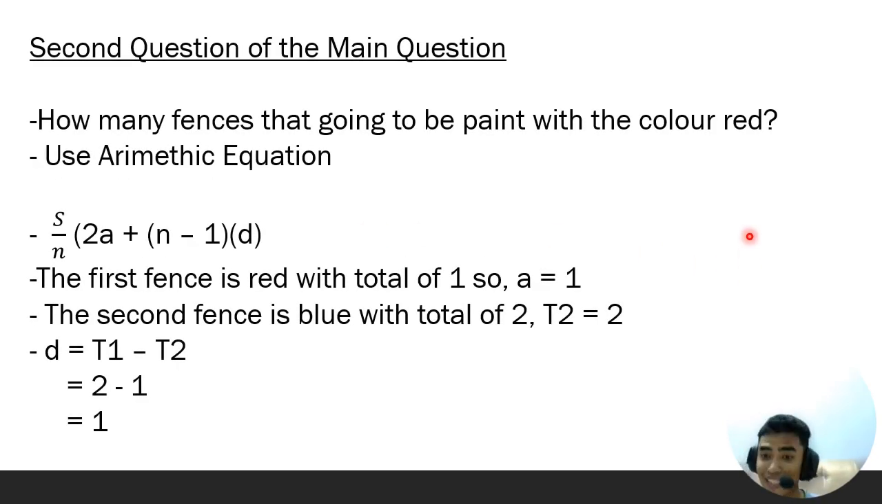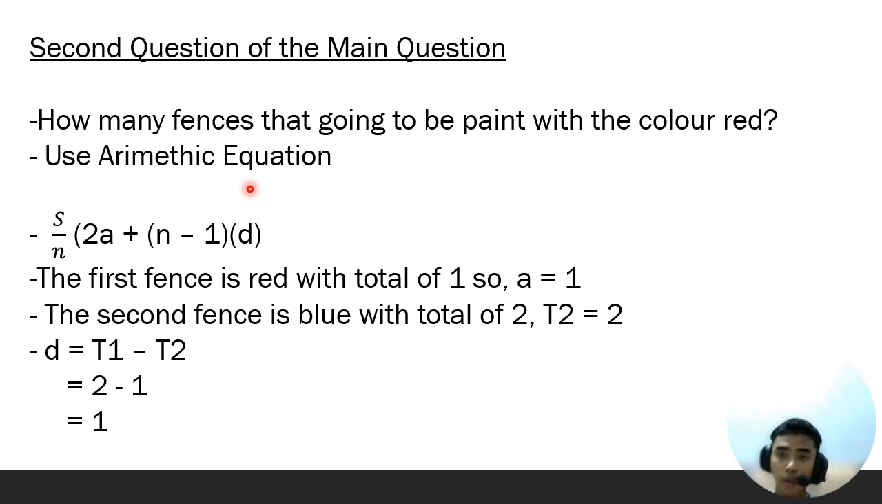Here we are. We already solved the first question, which is how many fences we need to use. So we got 750 fences. Then move on to the second question, which is how many fences are going to be painted with the color red. Like I said before, use the arithmetic equation, because it is said that the first fence is painted with red, and the next two, which is plus one more, is blue, and the next three, which is plus one more, become red.